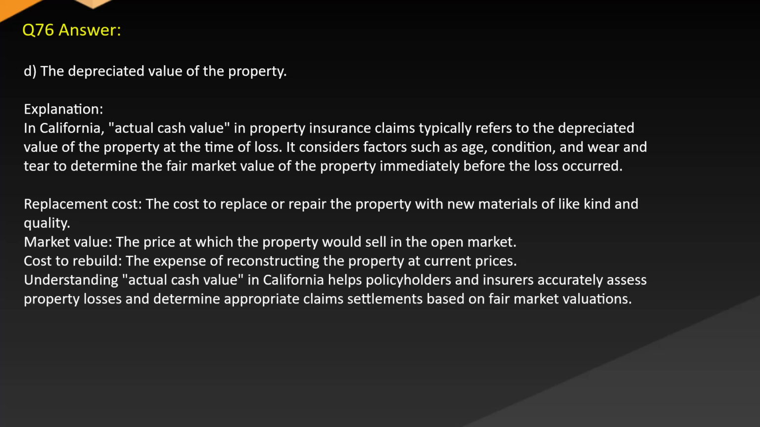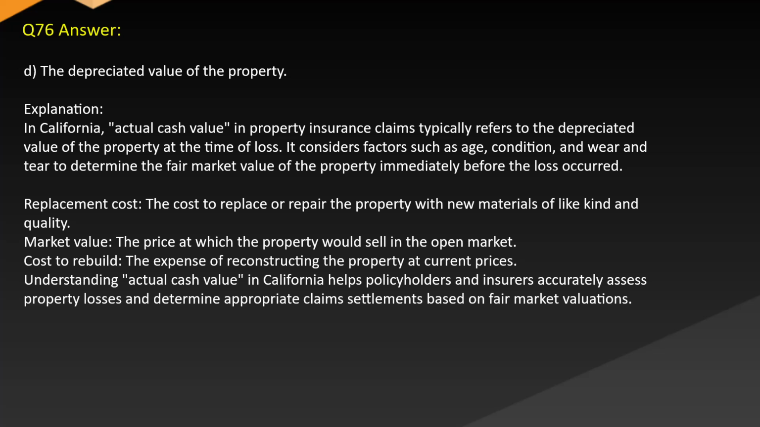Explanation. In California, actual cash value in property insurance claims typically refers to the depreciated value of the property at the time of loss. It considers factors such as age, condition, and wear and tear to determine the fair market value of the property immediately before the loss occurred.